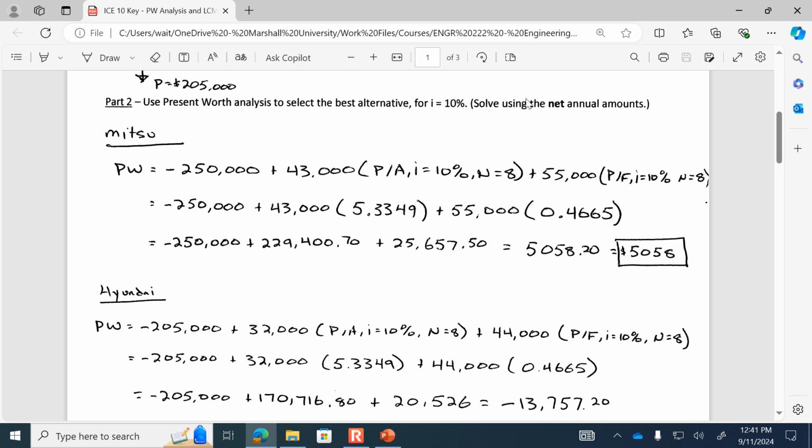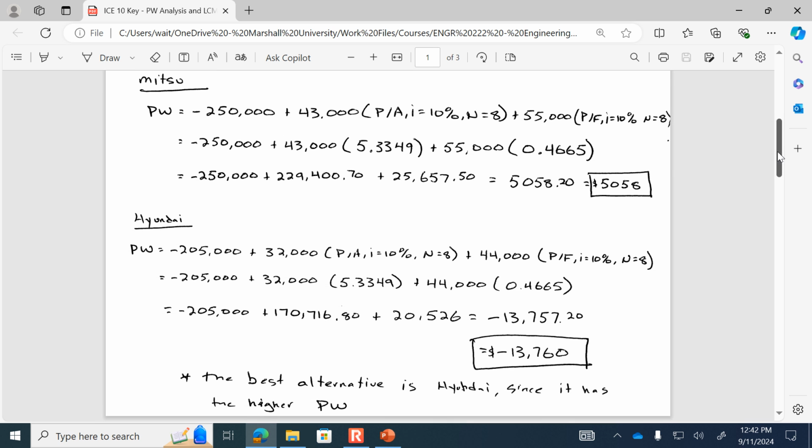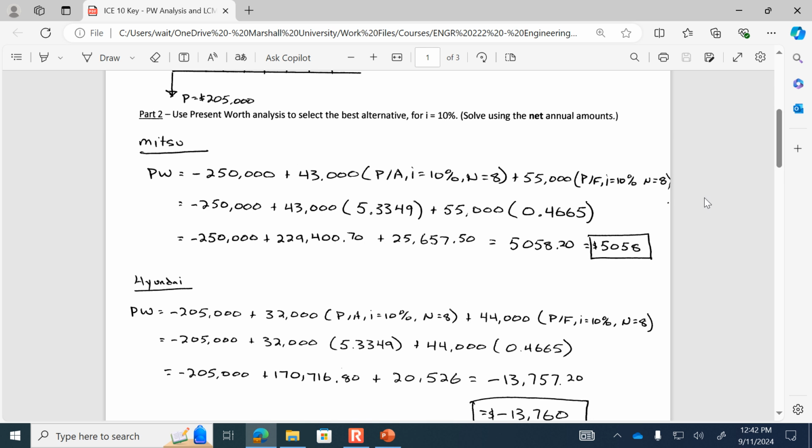So if I scroll down a little bit further, you'll notice I put a statement at the bottom. The best alternative is Hyundai. Hold on a second. Mitsubishi. Why did I say it has the higher... I don't know what I was thinking. I've crossed that out on my printed one. But the best alternative is Mitsubishi since it has the higher present worth. The point is you should put a statement below that's interpreting the results as well. Any questions on this first one?